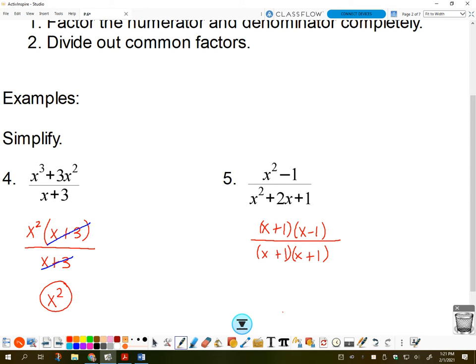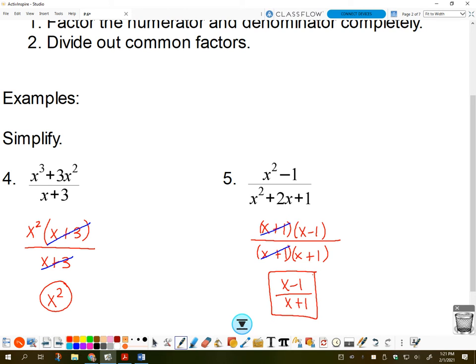Alright, so now that you factored, do you see that there's an x plus 1 on top and an x plus 1 on bottom? Well, you can divide those off and they equal 1 because they're identical. Something divided by itself is 1. And that's going to leave us with x minus 1 over x plus 1.